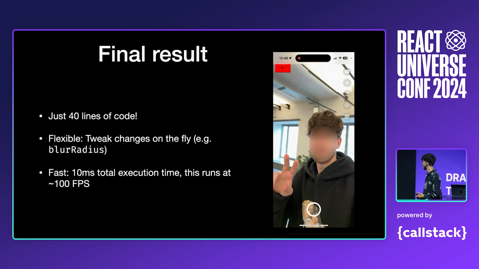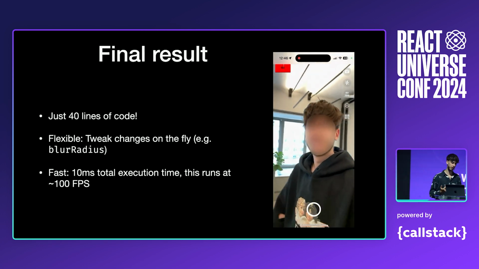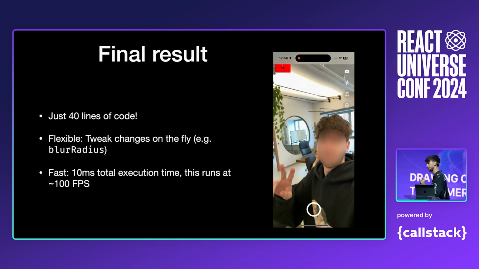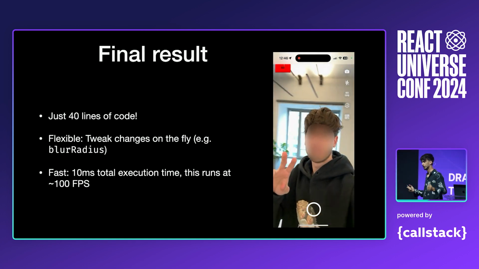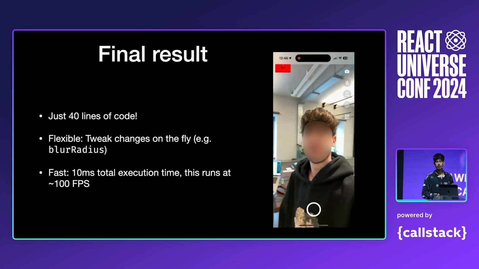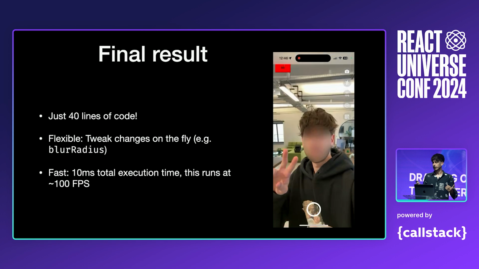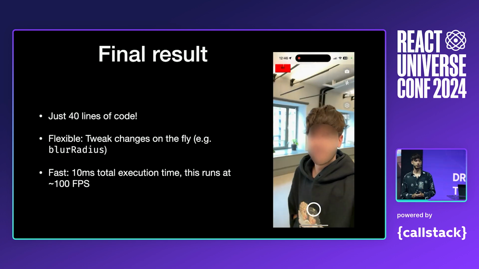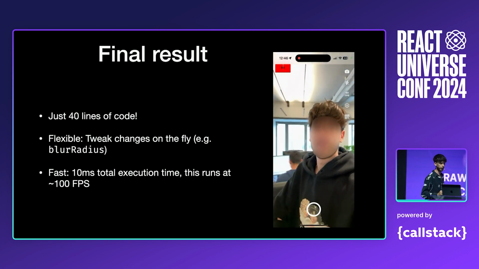And then the final result is just an app with 40 lines of code. It's very flexible. We can tweak it on the fly. We can just change the blur radius from 25 to 30 if it's not enough. Hit Command S, it saves, reloads, and boom. In terms of flexibility and development speed, that's unmatched so far. There's no other toolkit to build stuff like this so fast.